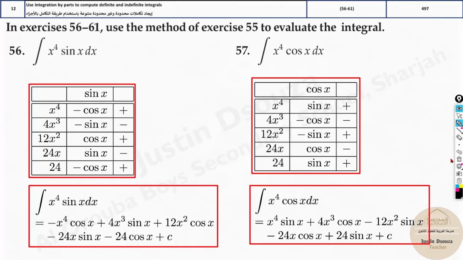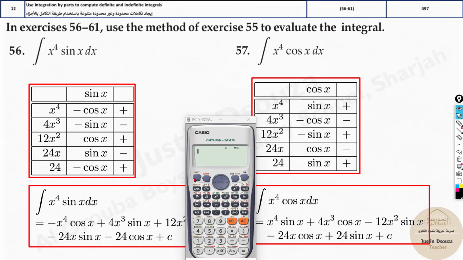Now this takes time. You might think, okay, this is so big, it will take a long time in the calculator. No, it's almost the same time. So let's do the calculator method now. I hope your calculator is in radian. If not, press shift mode and 4. Now it will be in radian.